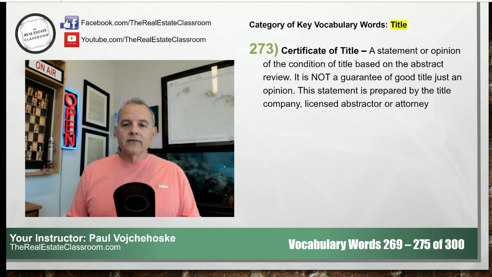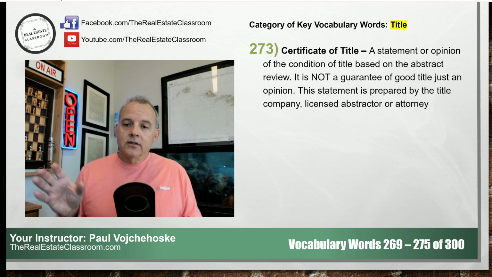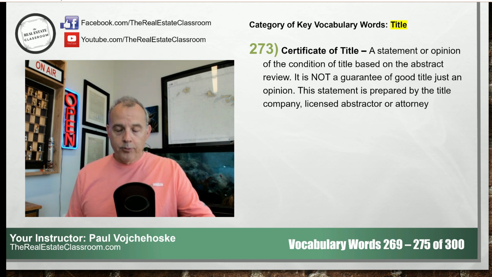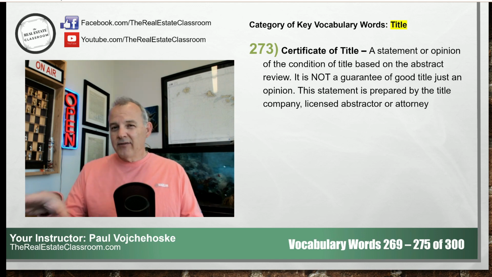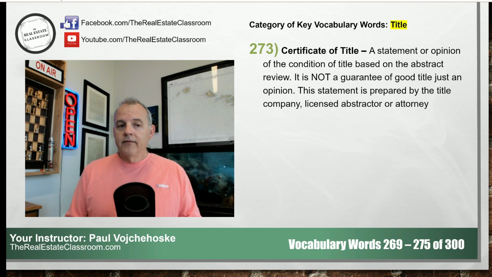And again, the certificate of title is just a statement or an opinion of what they found based on their research of the chain of title and the abstract. Now, again, sometimes the abstractor is the person that issues their certificate of title. Sometimes it's an attorney. In some states, the abstractor will prepare the abstract, then they have to send it to an attorney who will review it and give their professional legal opinion, verifying the findings of the abstractor.